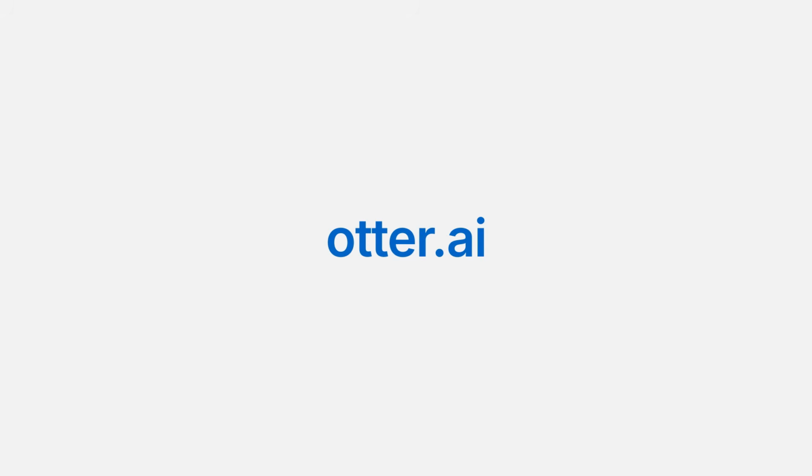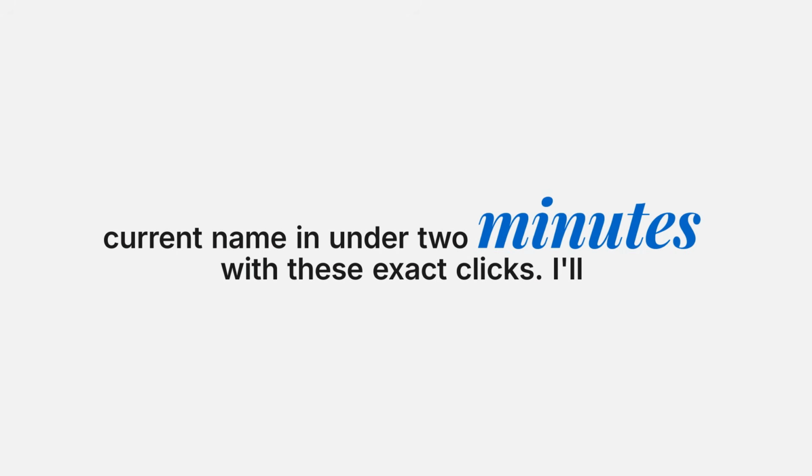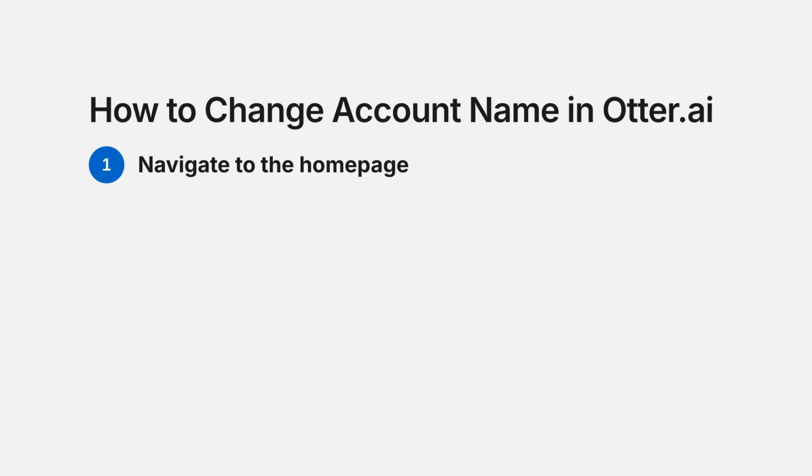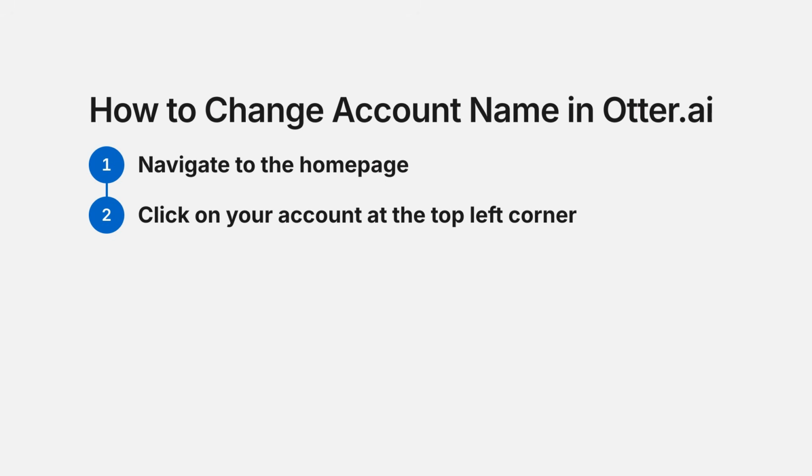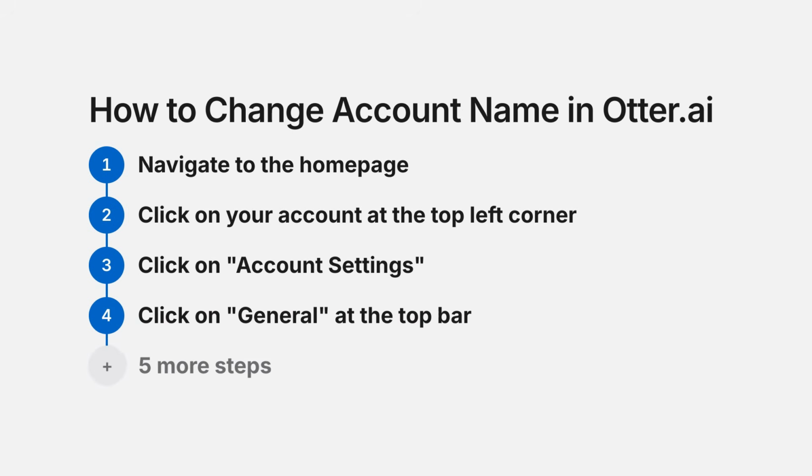Is your Otter.ai account still showing your old name for everyone to see? Change it to your current name in under 2 minutes with these exact clicks. I'll walk you through the 9 simple clicks from homepage to confirmed rename. No need to dig through menus. Just follow these precise steps.